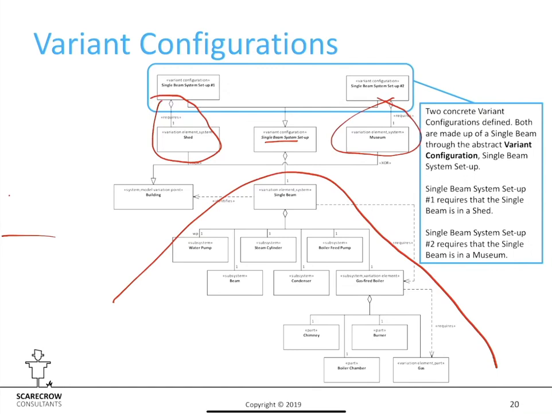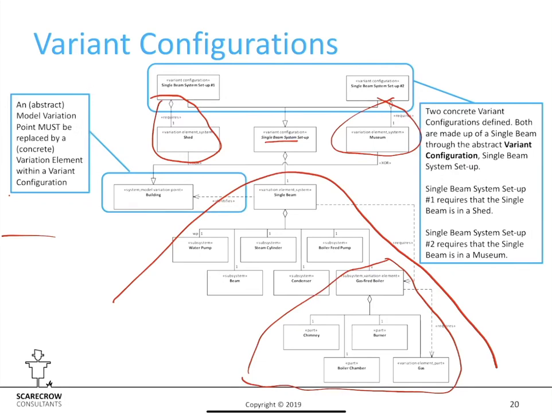Those variant configurations now essentially define the two different variants that we're going to build, or that we could build. We could build a single beam engine housed in a shed. We could build a single beam engine housed in a museum. And here I've used the building as the variant. I could quite easily, for example, have had the distinguishing feature be different kinds of boiler, by having the gas-fired boiler as the distinguishing feature. But here it's the building that I've focused on.